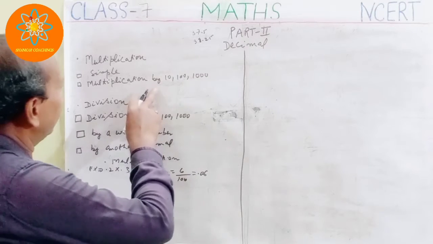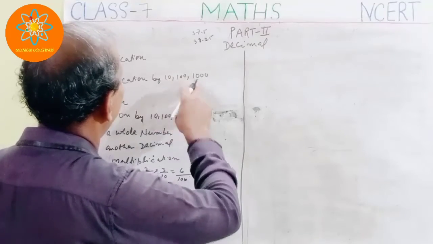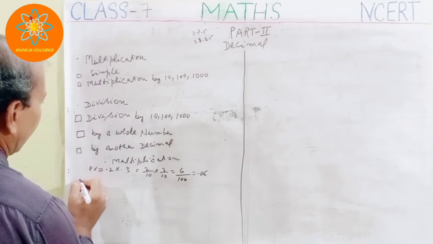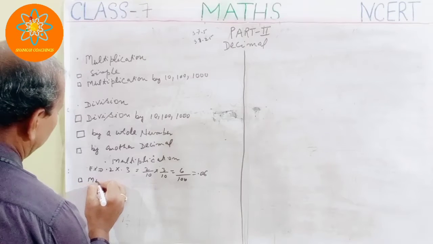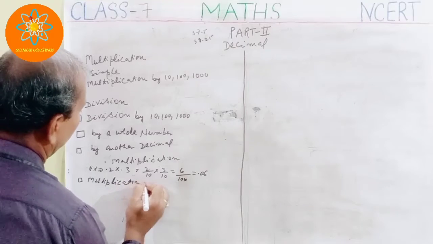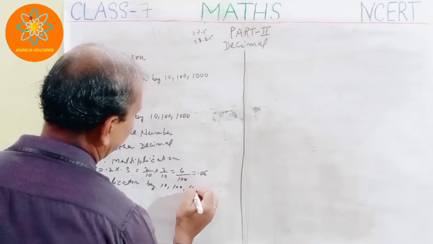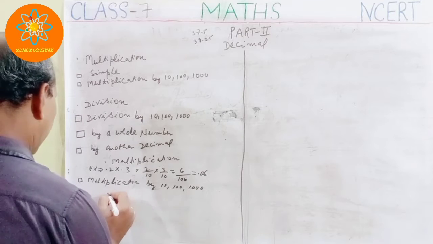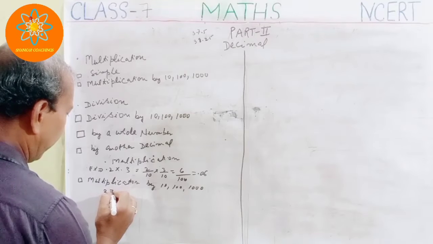This is a special case of multiplication, when we multiply by 10, 100 and 1000. Okay, now I'm taking this one example. Let's suppose I have 37.5.